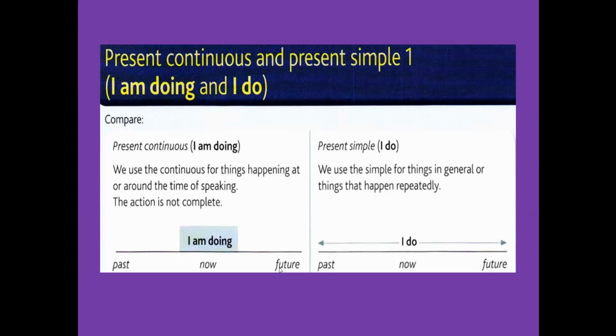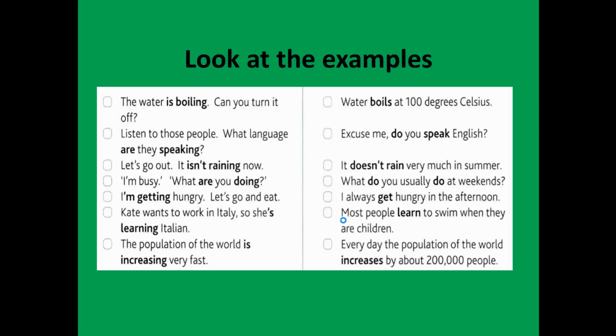Let's compare present continuous and present simple. We use the continuous for things happening at or around the time of speaking. The action is not complete. We use the simple for things in general or things that happen repeatedly. These are the diagrams of present continuous and present simple. Look at the examples which compare present simple and present progressive.